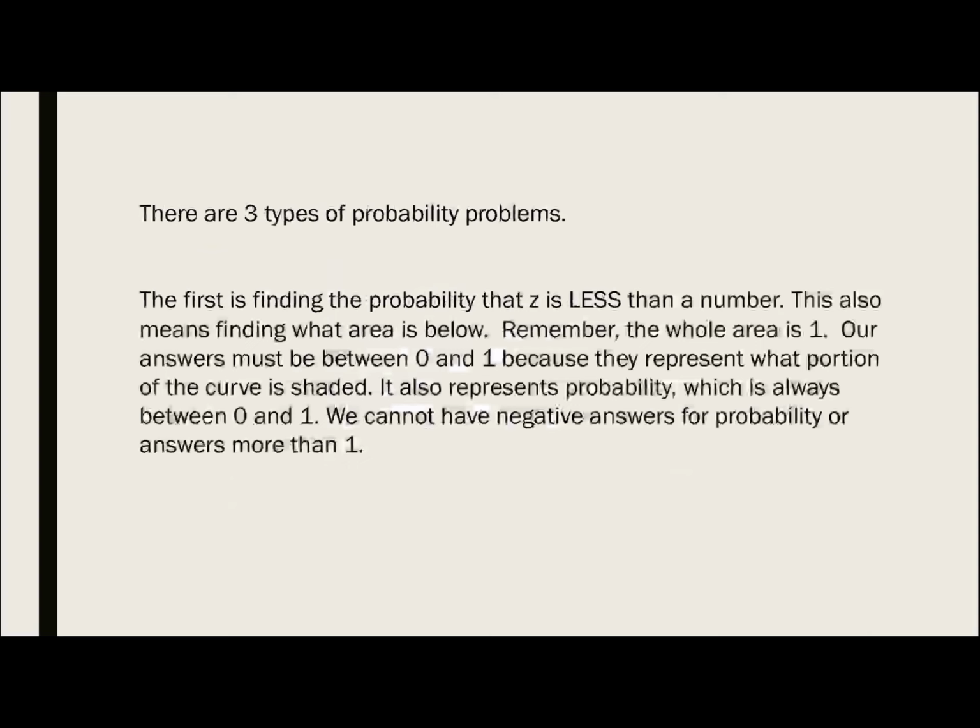There are 3 types of probability problems. The first is find the probability that z is less than a number. This also means finding what area is below. Remember, the whole area is 1. Our answers must be between 0 and 1 because they represent what portion of the curve is shaded. It also represents probability, which is always between 0 and 1. We cannot have negative answers for probability or answers more than 1.